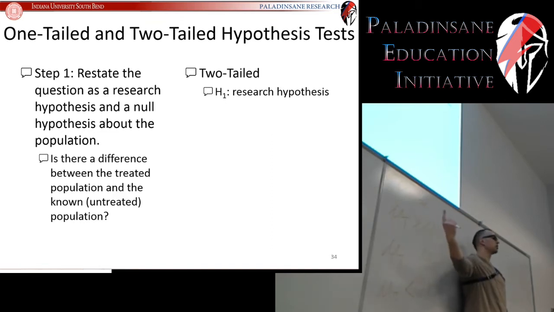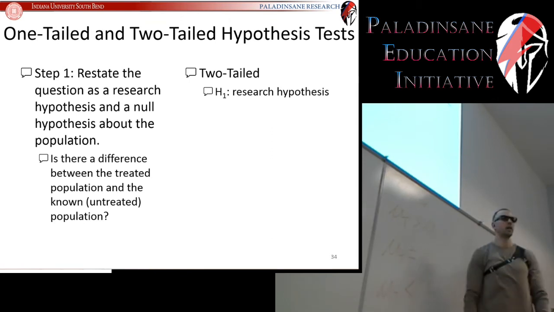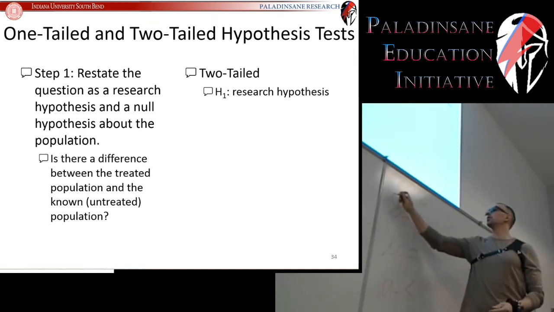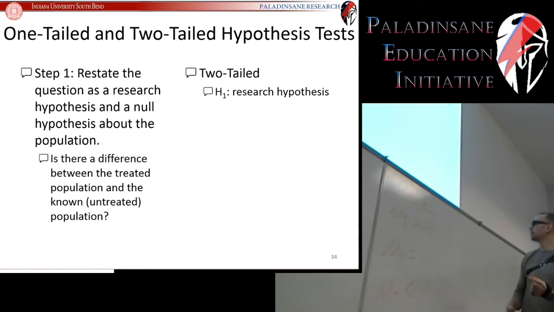So one possibility is that your treatment made things bigger. One possibility is that your treatment made things smaller. The last possibility is that your treatment did nothing, and your treated population equals your untreated population. Those are the only 3 things that can happen. That is the realm of possibilities. So what we need to do is we need hypotheses that cover each of those possibilities. So we need hypotheses here that will cover all 3 possibilities. And we only have 2 hypotheses to cover all 3 possibilities. So what have we done so far?